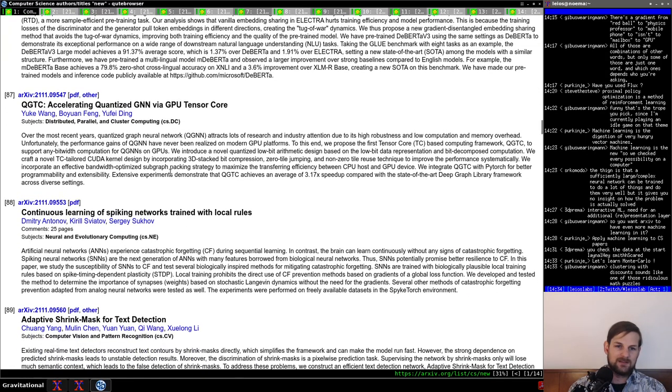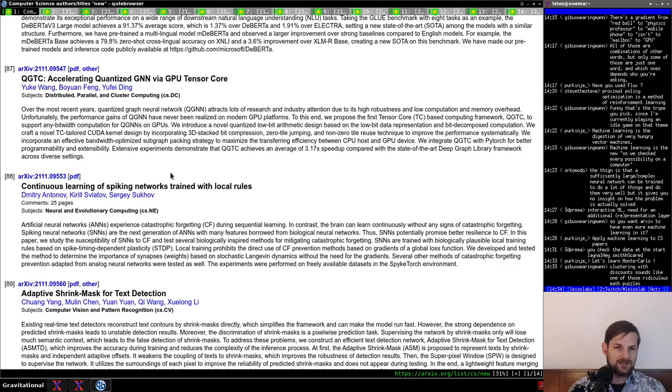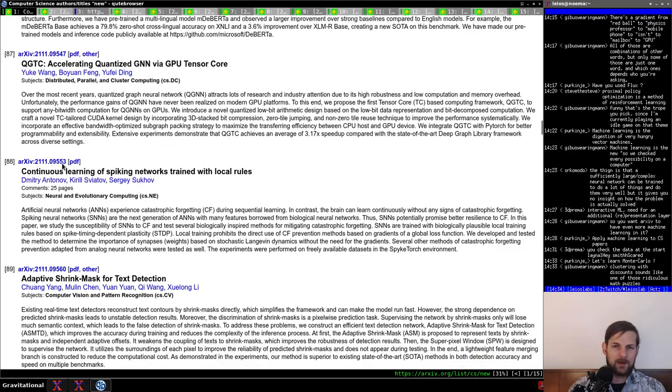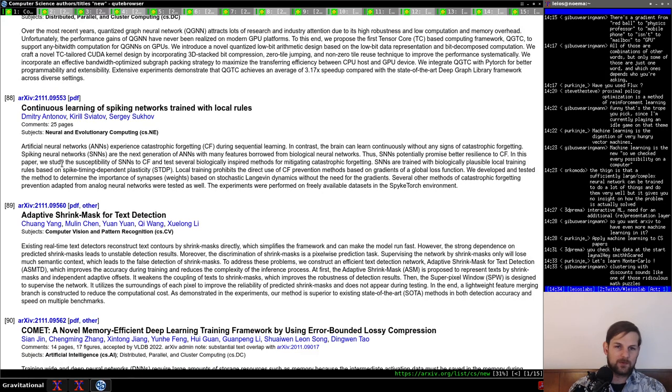Accelerated quantized GNN via GPU tensor core. GNN, what is GNN again? Graph neural network. Oh, that's almost interesting. Let me take a look at it. I'm going to read through the abstracts. Continuous learning of spiked networks and training with local rules. Okay, so here's the thing. I am curious. You obviously see way fewer genetic algorithms papers recently as compared to probably 10, 15 years ago, but it's still interesting when you see something like that appear.